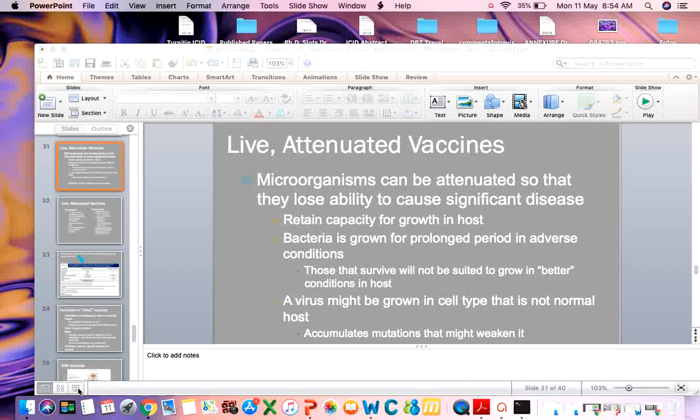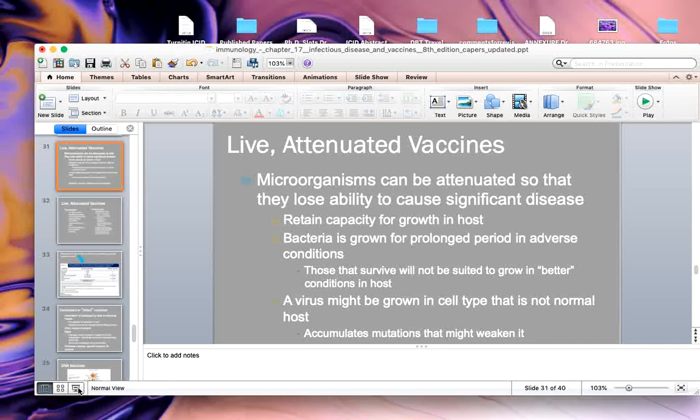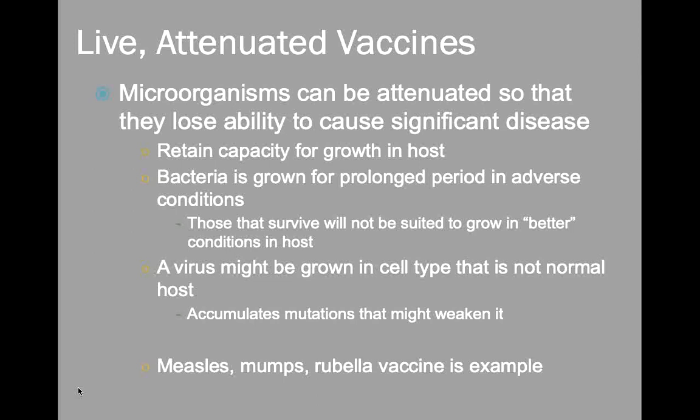Okay, we'll continue with the live attenuated vaccines. And these vaccines, as we already know, were the first to be developed by Louis Pasteur. The microorganisms can be attenuated so that they lose their ability to cause disease, but they retain their ability to cause immunity, and they retain their capacity to grow in the host.